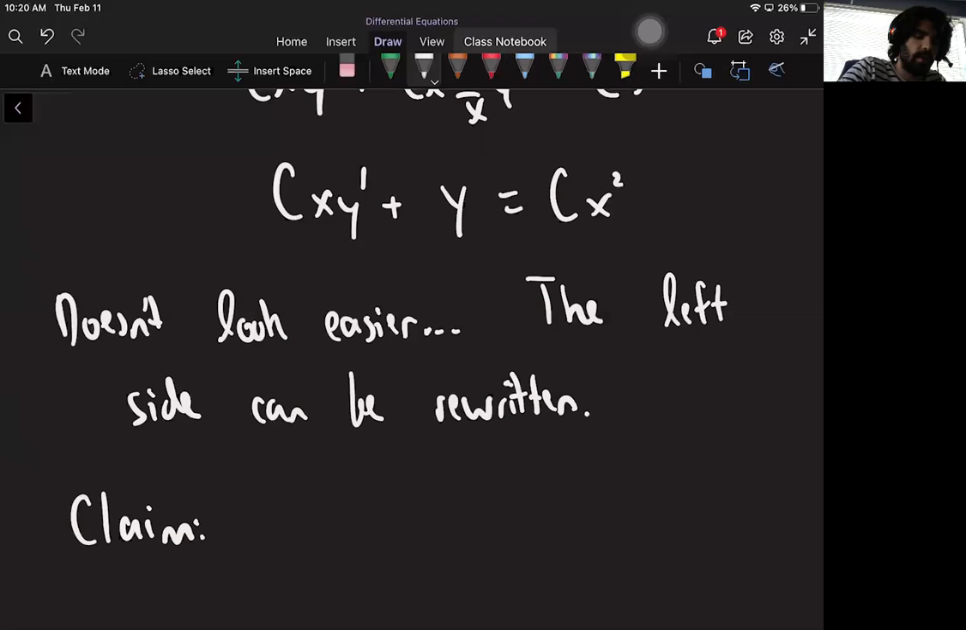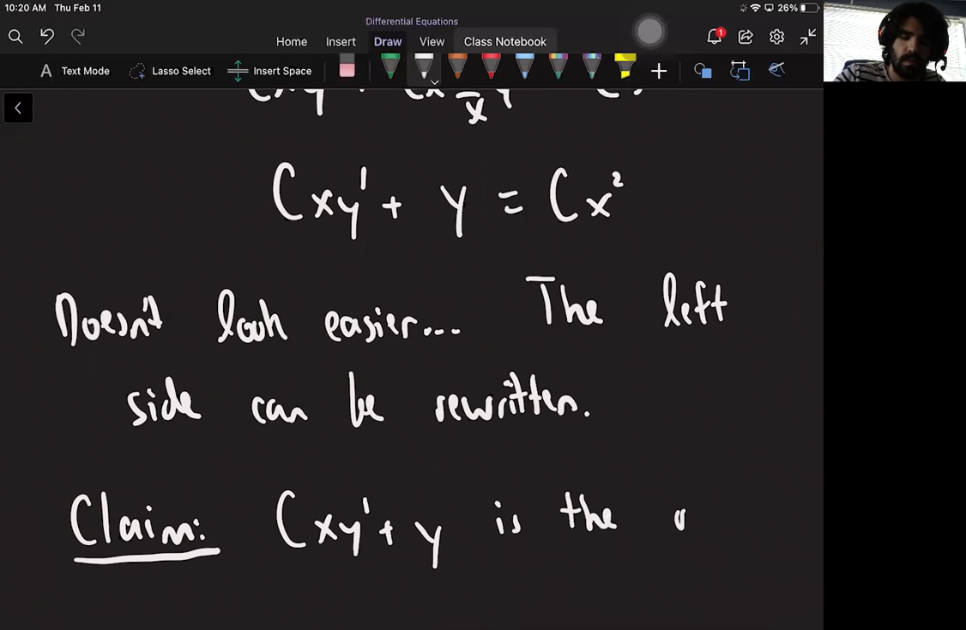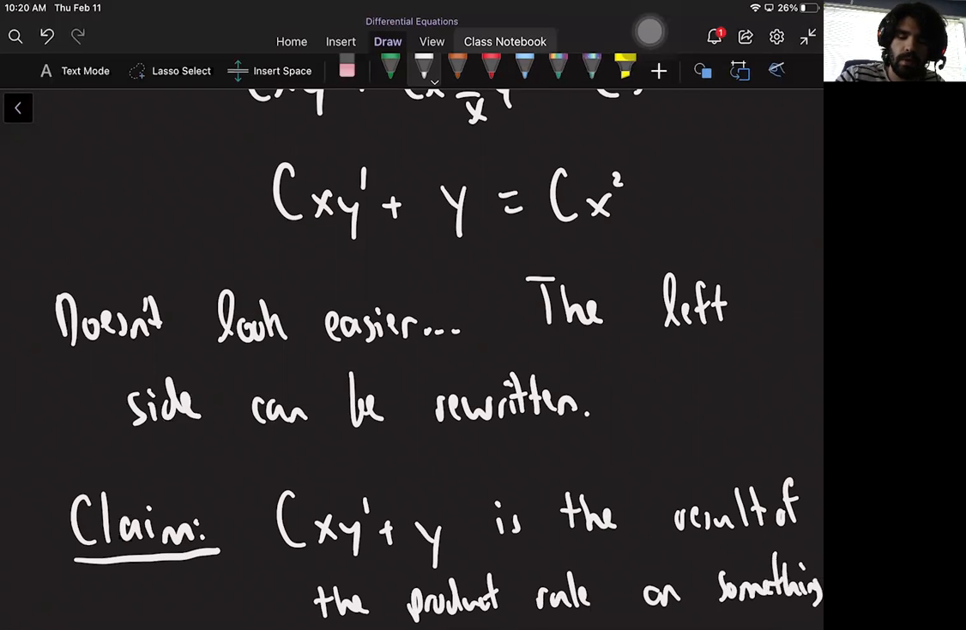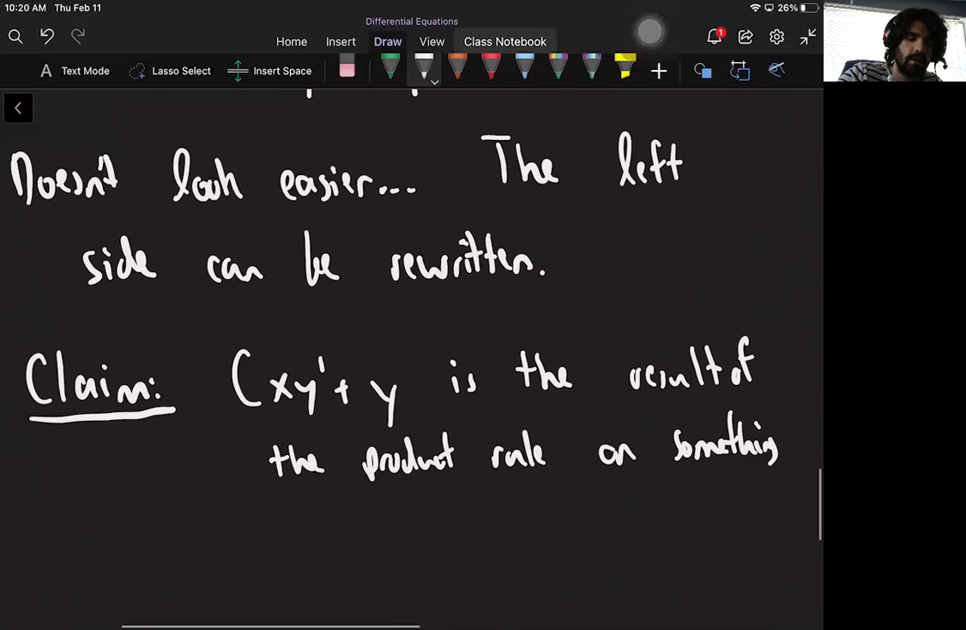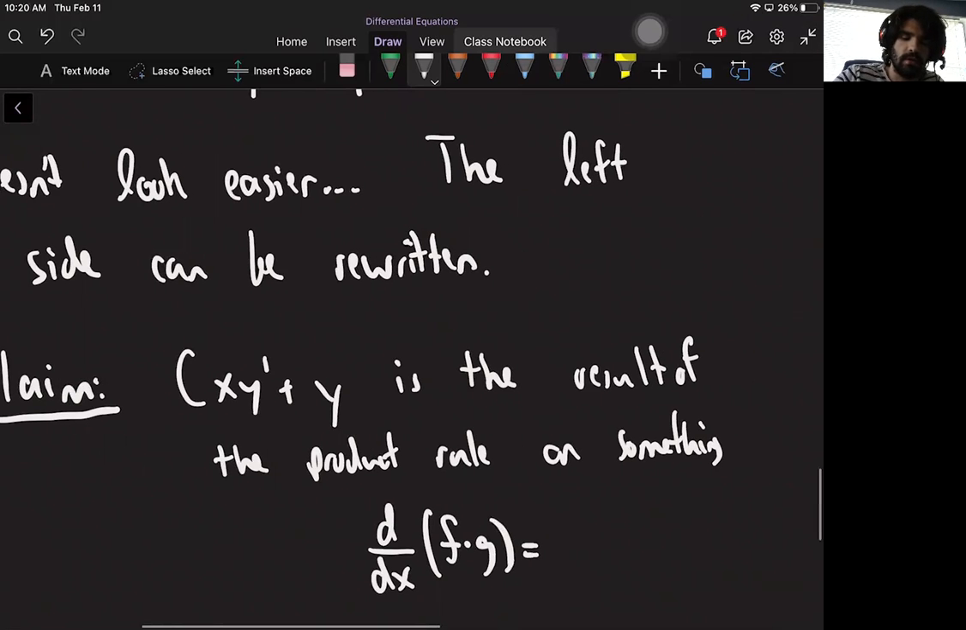So here's the claim. The left side is the result of the product rule on something. So what's the product rule? The product rule says if I take the derivative of two functions being multiplied together, then I just have to take the derivative of one, keep the second one the same, and then do the opposite. Keep the first one the same and then take the derivative of the second.